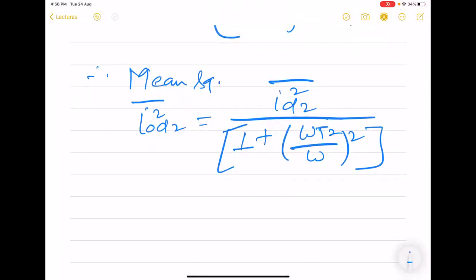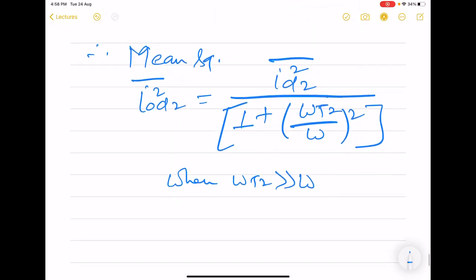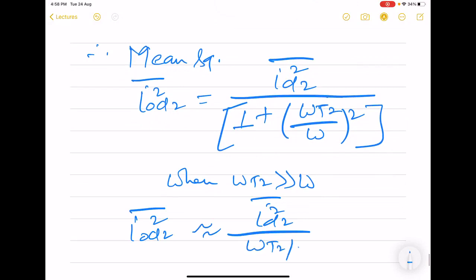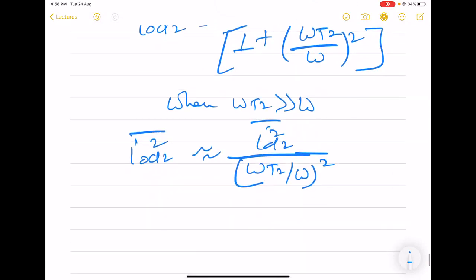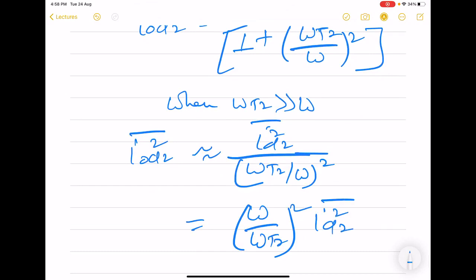So here you can see that when omega T2 is significantly greater than omega, this IOD2 mean square simplifies to ID2 mean square divided by omega T2 by omega square, which is omega by omega T2 whole square into ID2 mean square. That means as the gap between operating frequency and omega T2 increases, the noise contribution of the second MOS is less and less.